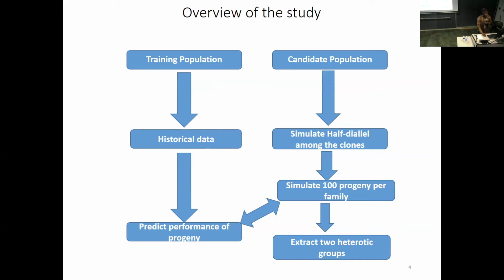From there, we are going to simulate half the alleles among the clones. So we are going to simulate 100 progeny per family, and predict their performance by using the historical data from the training population. Based on the mean performance of those progeny and their genetic similarity, we are going to classify them into two heterotic groups.